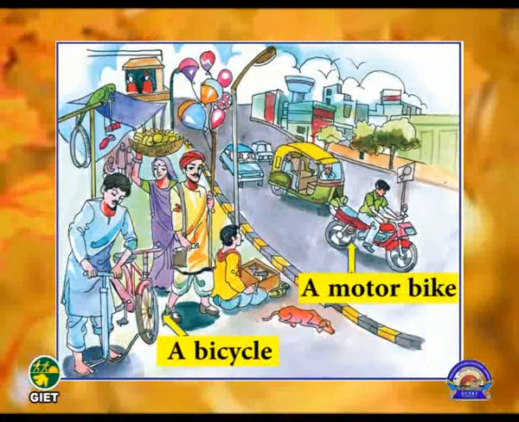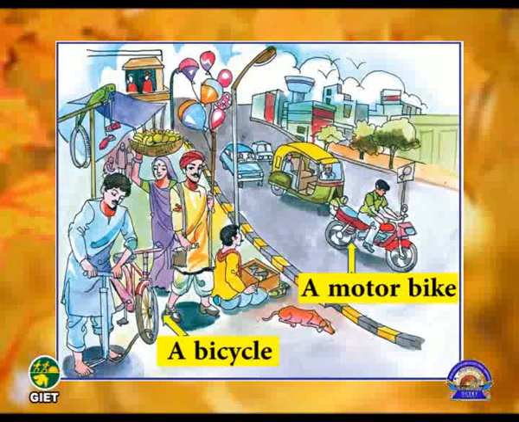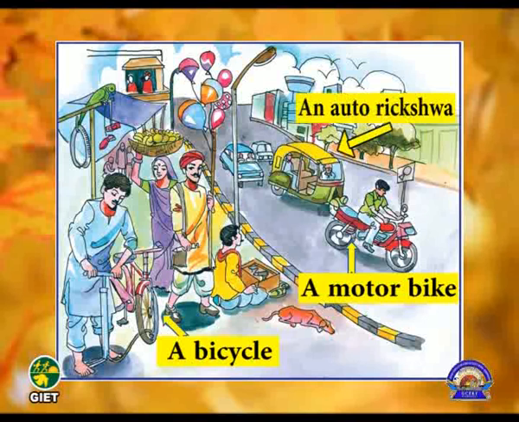So here you pointed out 2 vehicles, a bicycle and a bike or motorbike. Let's figure out what other vehicles are there in the picture. Yeah, an auto rickshaw. Here is CNG rickshaw. We usually say a rickshaw, but the full name is an auto rickshaw.